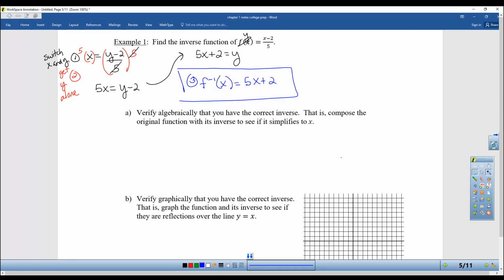That's the inverse. So now I'm going to verify it algebraically. That always means compose. So I'm going to stick f inverse inside f of x. This is the composition of functions that we learned last time. So I get something minus 2 over 5. What's going to go in that spot? f inverse. So it used to be x minus 2 over 5. I'm going to put my inverse right in there. 5x minus 2.